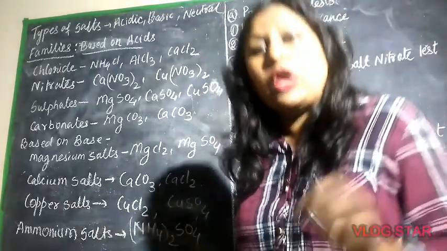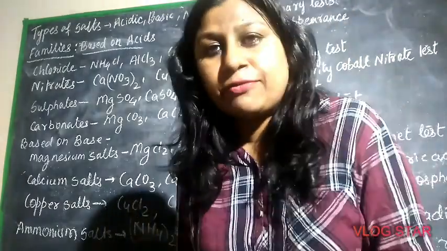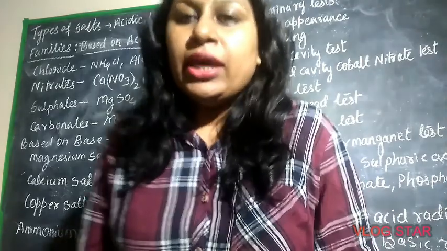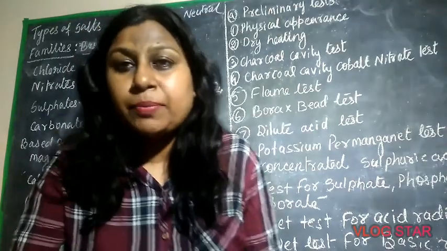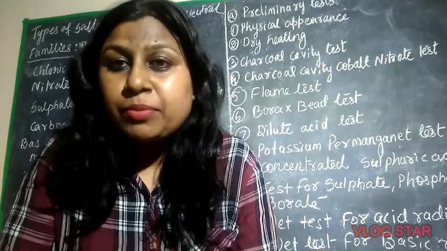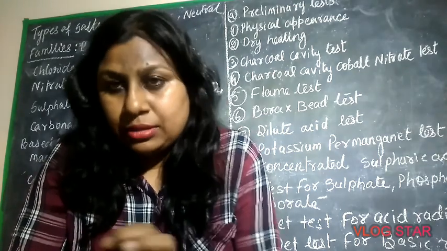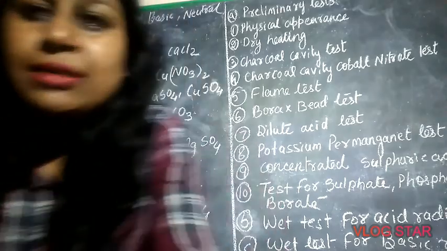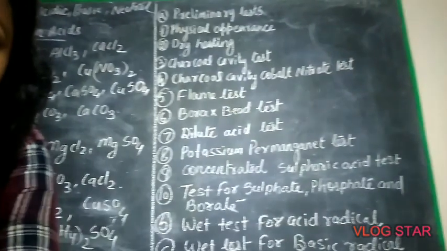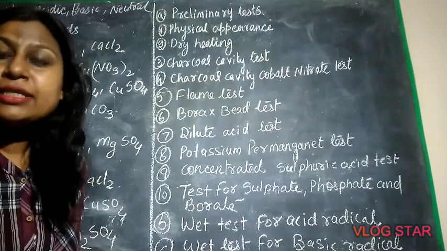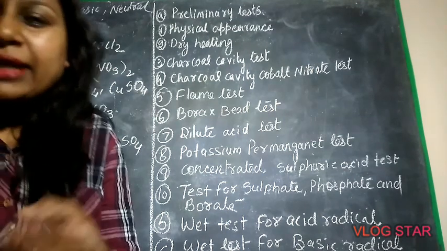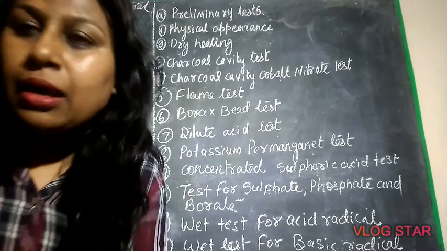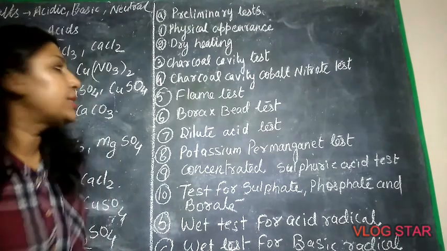So any one salt will be given to you and you have to find the acid and basic radical from that. There is a systematic procedure to find your cation and anion, which is the qualitative analysis. The preliminary test has to be performed so that you can get a clue which anion or cation is present.